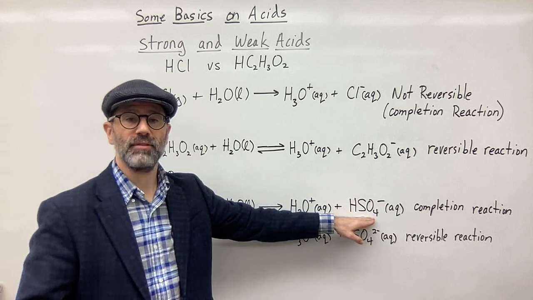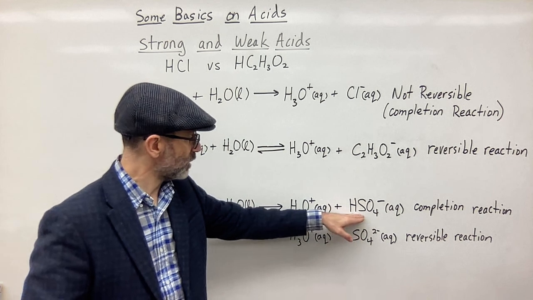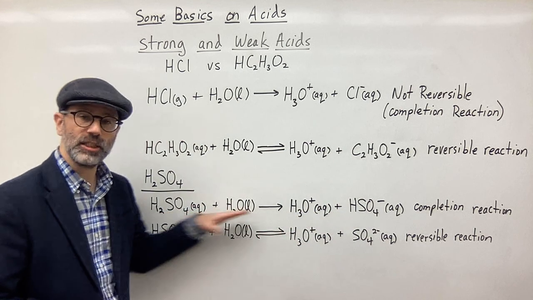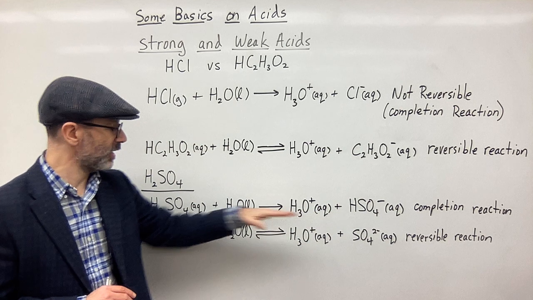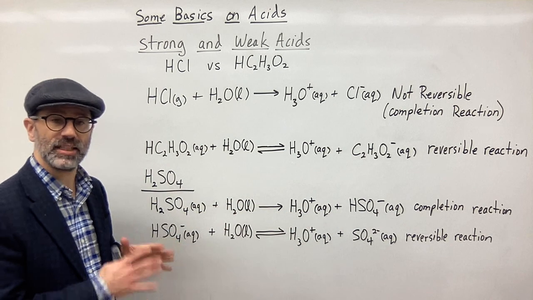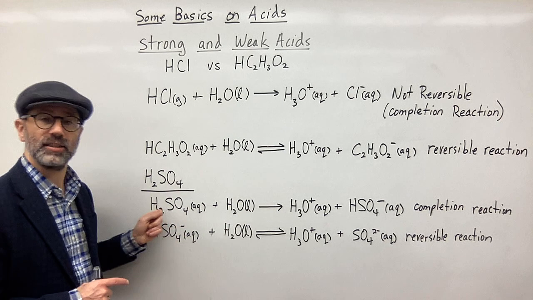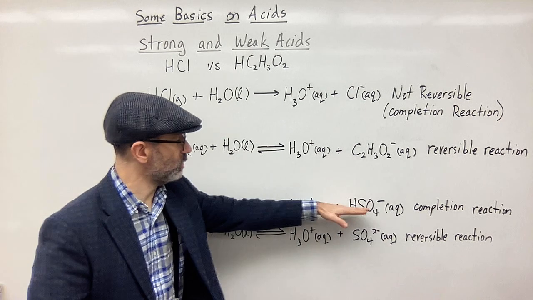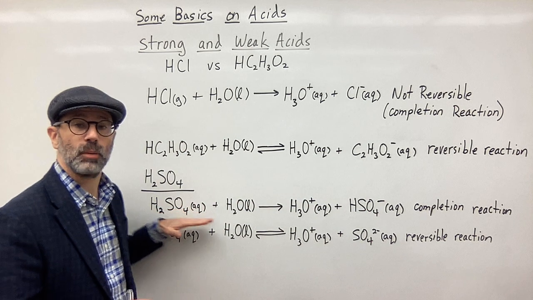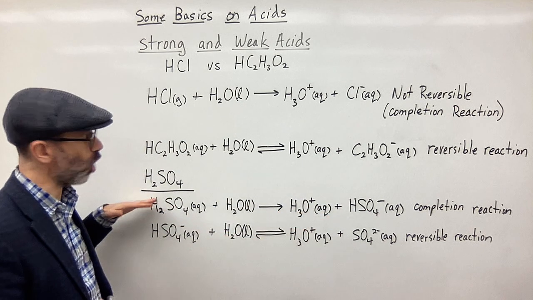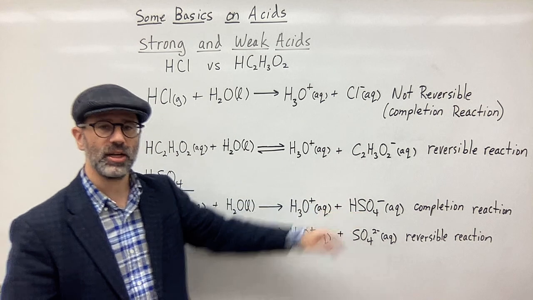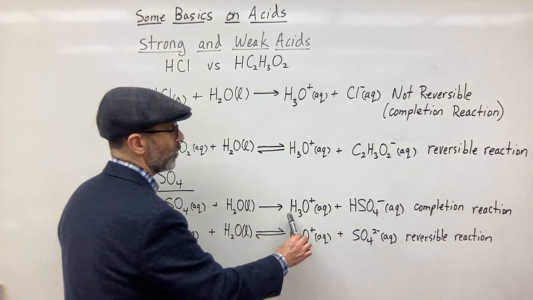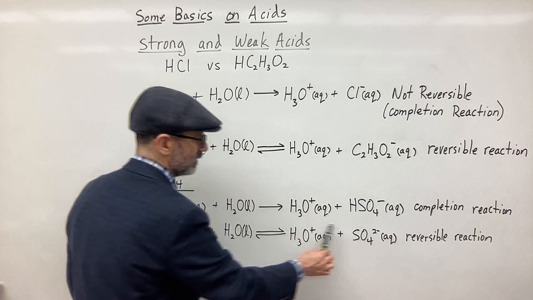And then what you have left is HSO4 minus, this anion here. So the first step in the process of ionizing in water with your diprotic acid, sulfuric acid, is going to be a completion reaction. It goes almost 100% in this direction. So when you throw this in water, you're pretty much going to have mostly this.